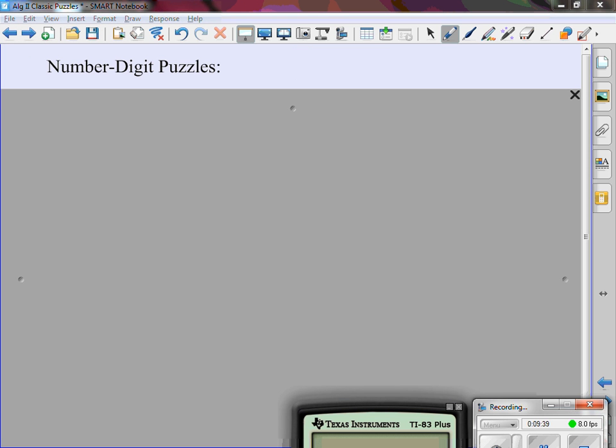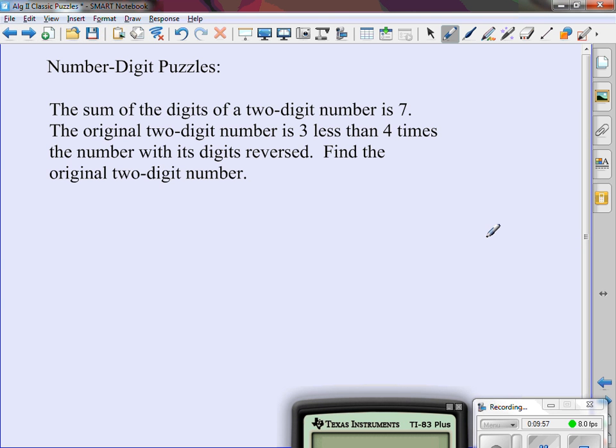The other type for today are number digit problems. We're going to end up covering, I think, 5 different types. These are number digits. The sum of the digits of a 2-digit number is 7. The original 2-digit number is 3 less than 4 times the number with its digits reversed? Find the original 2-digit number.